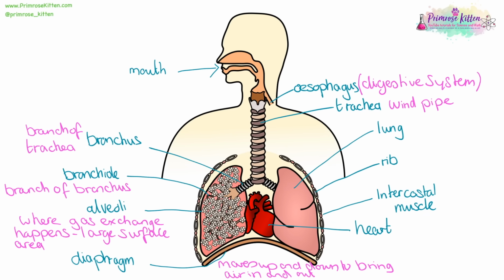Your diaphragm moves up and down to bring air in and out. The heart pumps blood around the body. The intercostal muscles allow the rib cage to expand. And the ribs, the last part that makes up everything, protects the lungs.